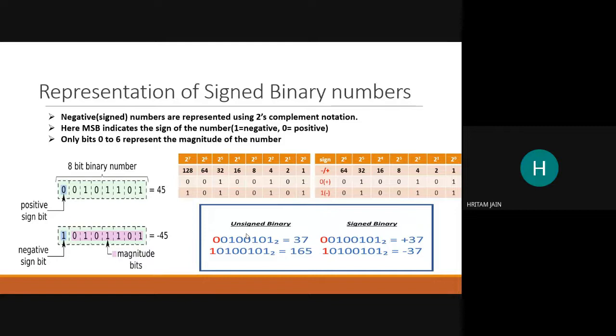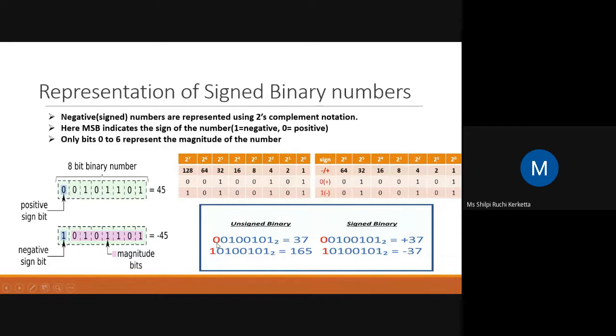Yes, ma'am. So if an unsigned binary number is there, it won't be written anywhere that it is an unsigned binary number. You have to assume it is unsigned, meaning only positive numbers are there. There is no negative number. So this most significant bit, you have to take it as magnitude and not the sign. Okay. So what will be the value of this unsigned binary number?